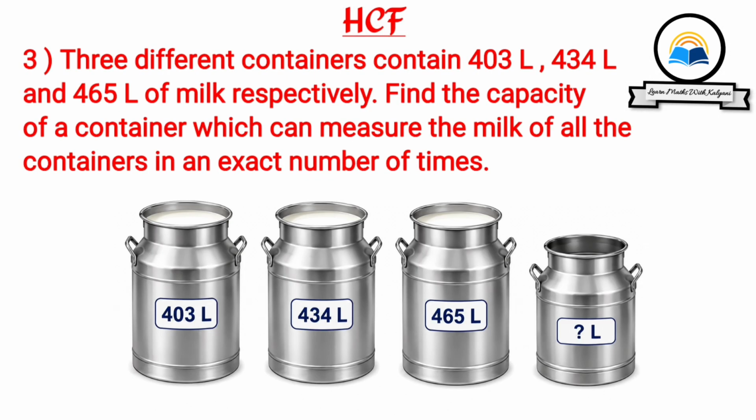Three different containers contain 403 liters, 434 liters and 465 liters of milk respectively. Find the capacity of a container which can measure the milk of all the containers in an exact number of times.